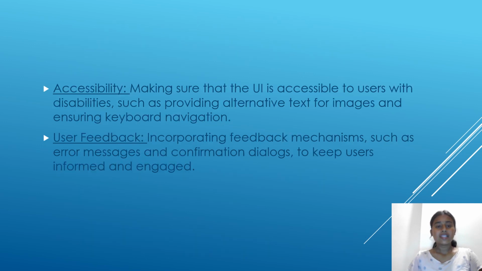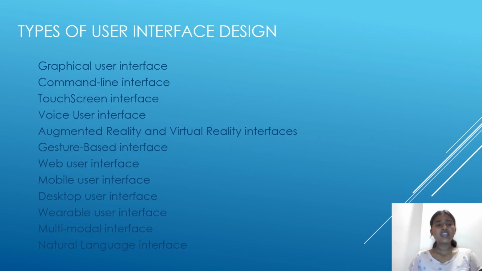And next, accessibility and user feedback. Accessibility means making sure that the UI is accessible to users with disabilities, such as providing alternative text for images and ensuring keyboard navigation. User feedback means incorporating feedback mechanisms such as error messages and confirmation dialogues to keep users informed and engaged. And next is types of user interface designs.